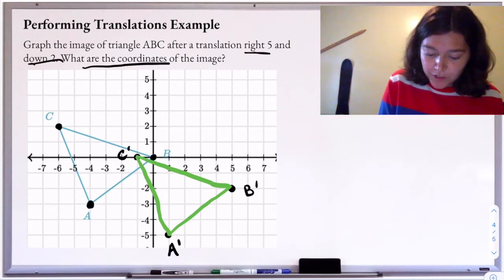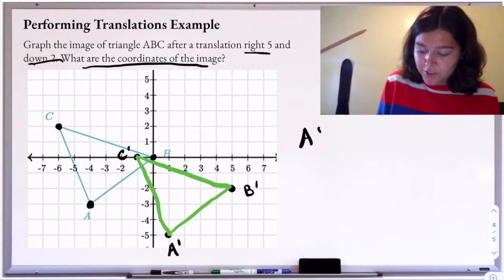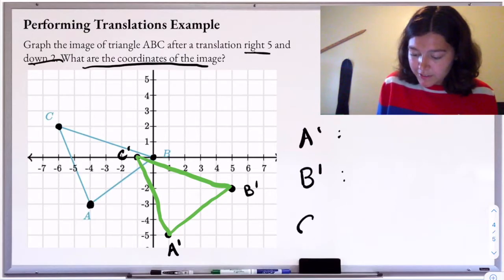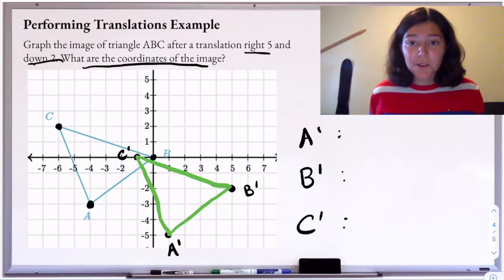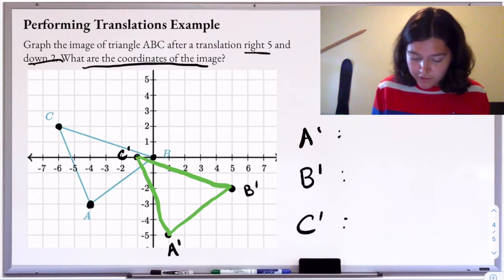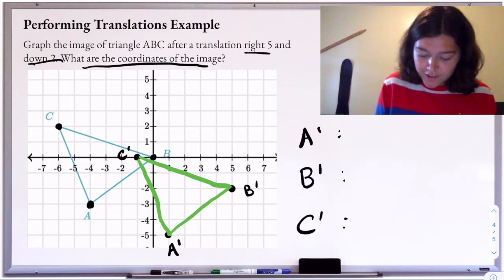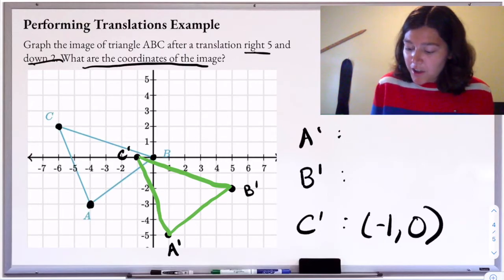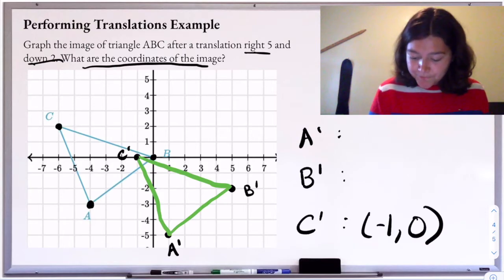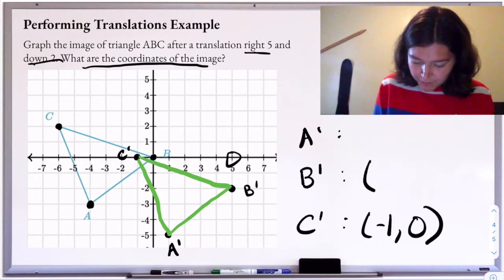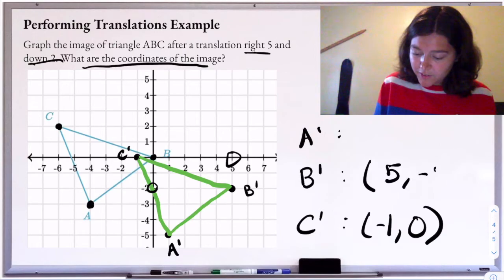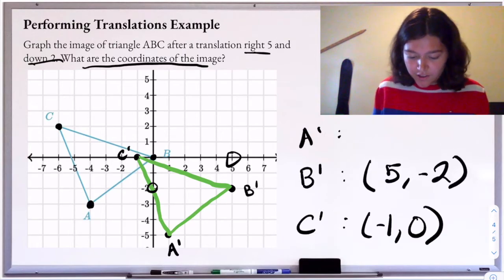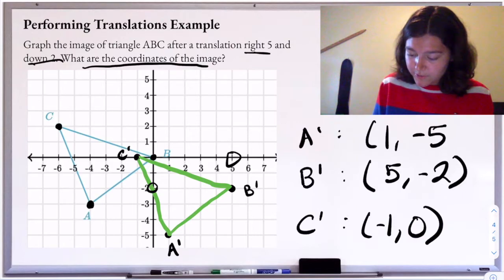Now the last thing for this question, it says, what are the coordinates of the image? So we just need to list out what these new coordinates are. C prime is pretty easy. C prime is right here on the x-axis. So I am moving left 1 to -1 as my x-coordinate, and then I don't move up or down at all. I stay having a y value of 0. For B prime, I can see I'm out here at 5 on the x, -2 on the y, so this is going to be the point 5, -2. And for A, I'm at 1, -5.